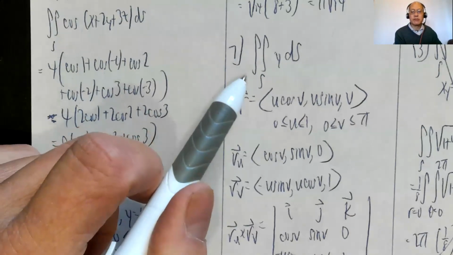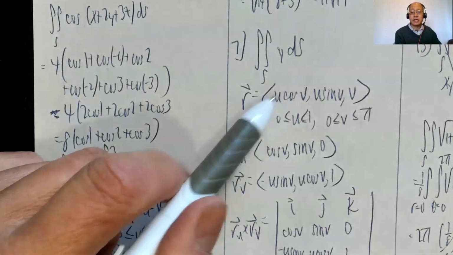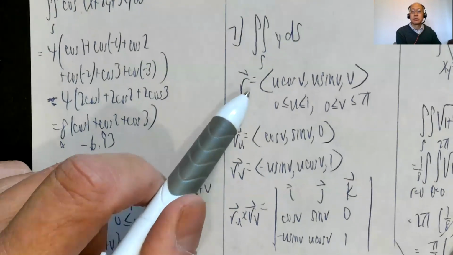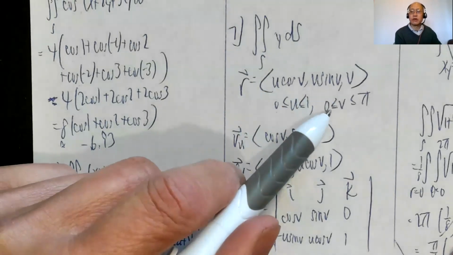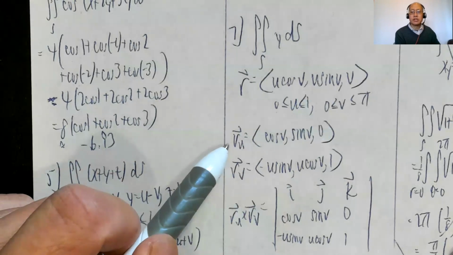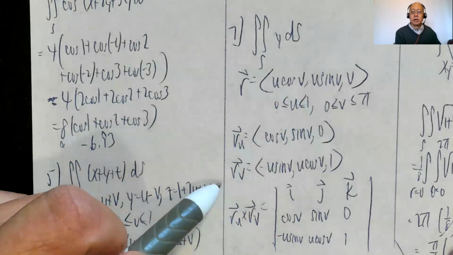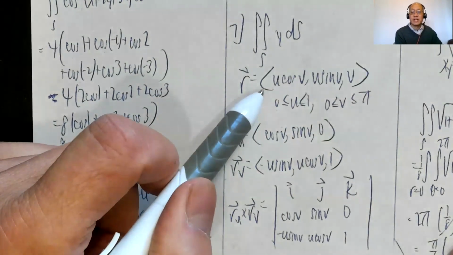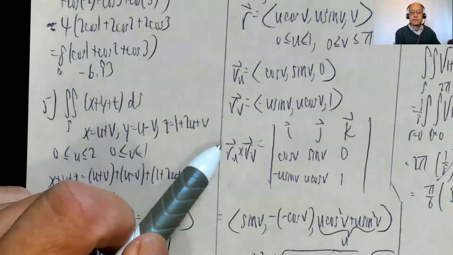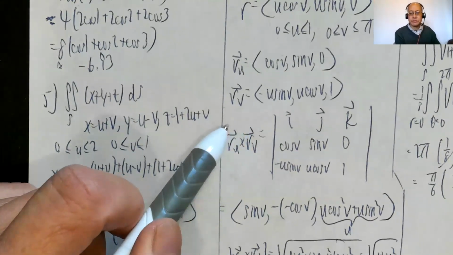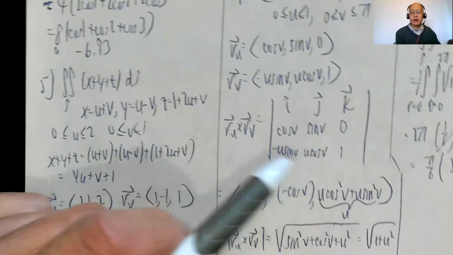7, double integral over the region S of y dS. And r is given this definition: u cosine v, u sine v, v, u going from 0 to 1, v going from 0 to pi. All right, differentiate with respect to u: cosine v, sine v, 0. Differentiate with respect to v: negative u sine v, u cosine v, and 1. Cross product: i, j, k, components of r_u, components of r_v.